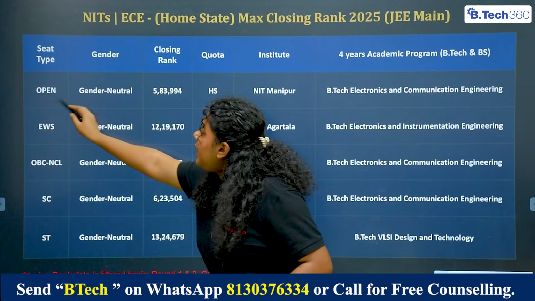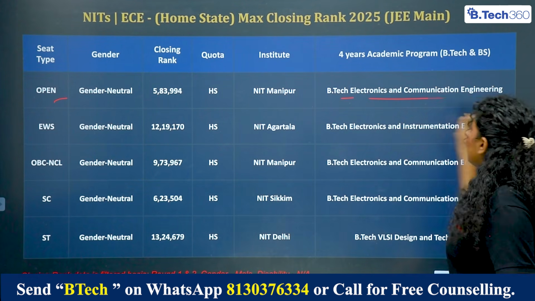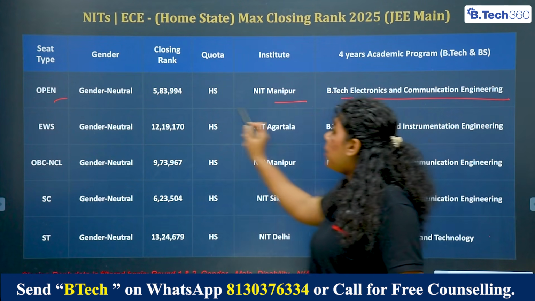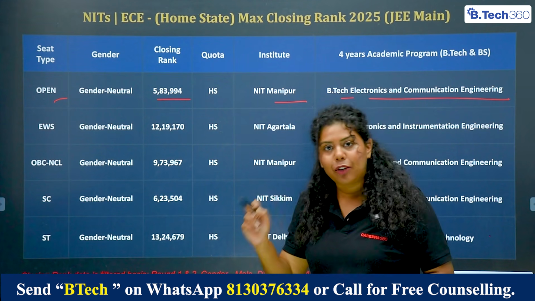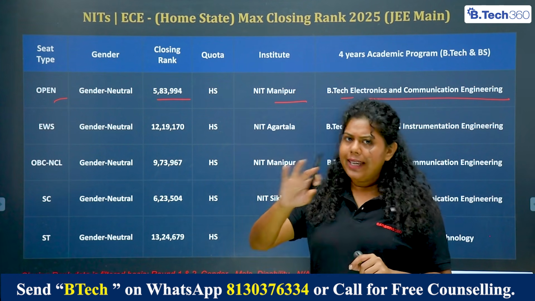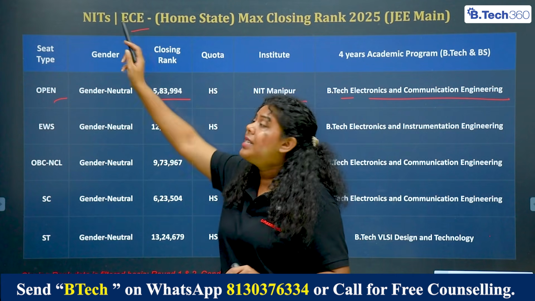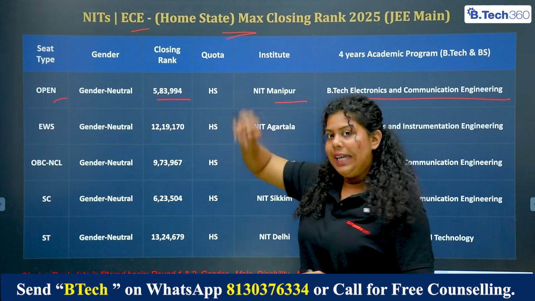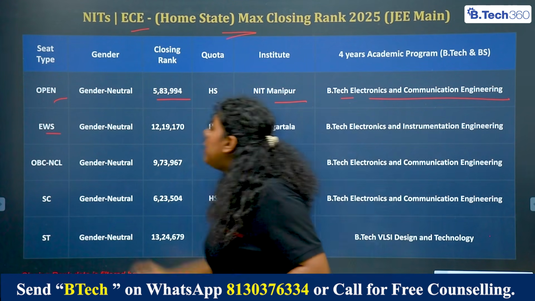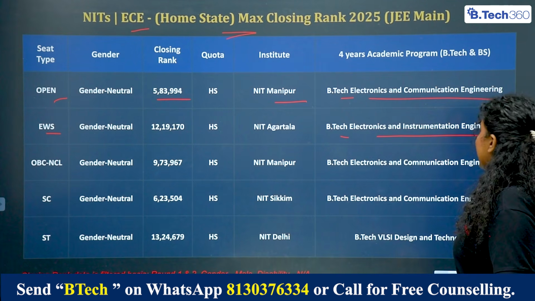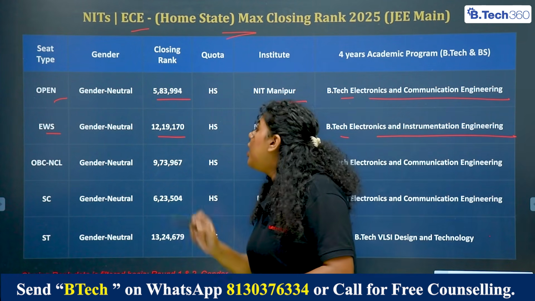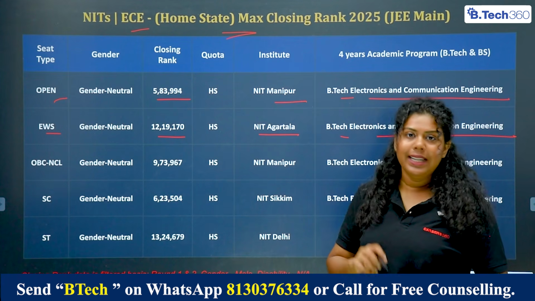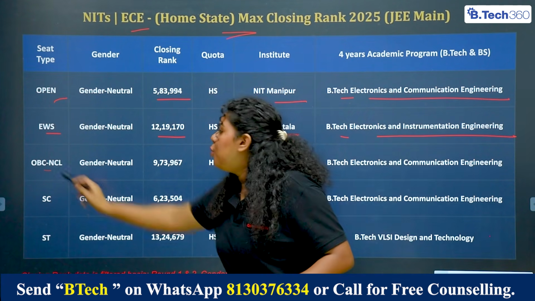Now in the open category, the highest closing rank was Btech Electronics and Communication Engineering in NIT Manipur, which was 5,83,994. So this was the closing rank for any NIT for this particular branch, which is ECE, for the home state category. Then moving ahead, for EWS, it was Btech Electronics and Instrumentation Engineering this time at NIT Agartala at a rank of 12,19,170.